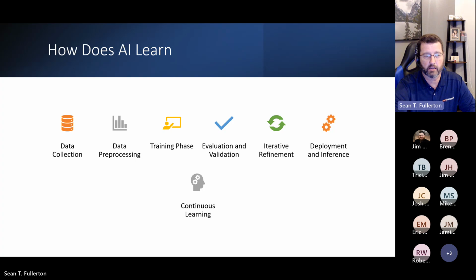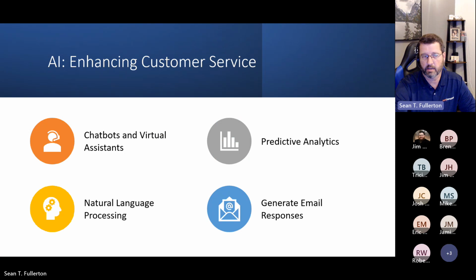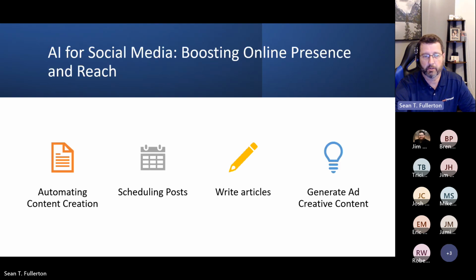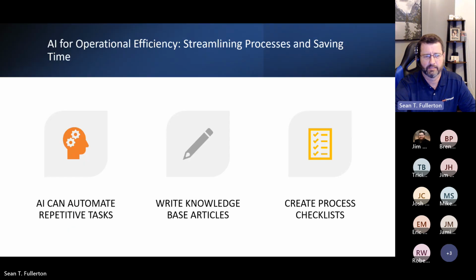The fact that it knew, oh, data collection, it's this, data processing, training. Here, let's do the training icon, evaluation, something that's iterative. All that through PowerPoint, its own AI. Here's customer service. The fact that I just typed in generate email responses and it knew to generate an icon like this. Or natural language processing, chatbots and virtual assistants, content creation, scheduling, write an article, all of it done on its own without me going through and saying, yeah, I like that one. Go ahead and do that.